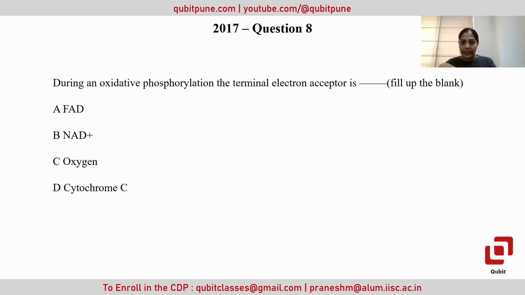Then cytochrome C is not the answer. It is just transferring electrons from complex 3 to complex 4, and the terminal step is done by cytochrome a3. In oxidative phosphorylation, both the terminal hydrogen acceptor and the terminal electron acceptor are oxygen, because that is a key process for the production of H2O. So oxygen works as the terminal electron acceptor and also the terminal hydrogen acceptor.